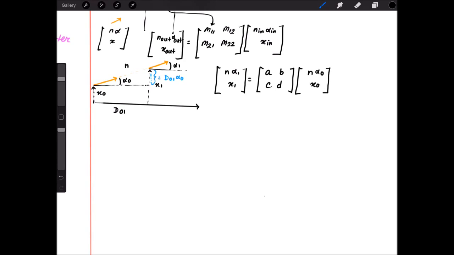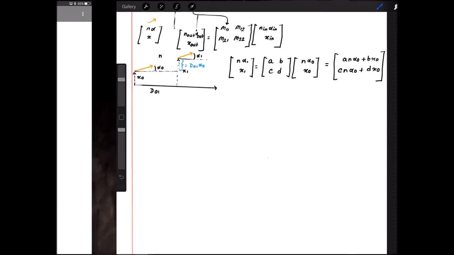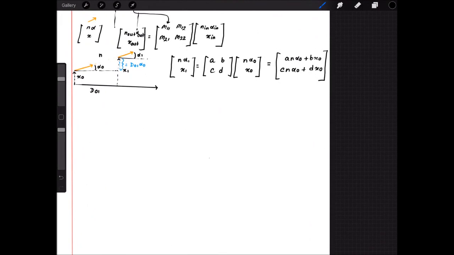Let's do the matrix multiplication. A times n alpha naught plus b times x naught. C times n alpha naught plus d times x naught. And so if you equate the terms, you get n alpha 1 equals a n alpha naught plus b x naught. And x1 equals c n alpha naught plus d x naught. But we know that alpha naught is equal to alpha 1 because the ray simply did free space propagation. There was no change in angle. So we can also put that down here. Right?